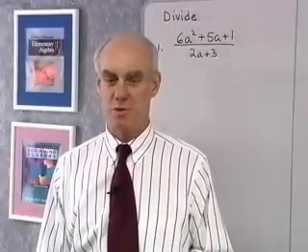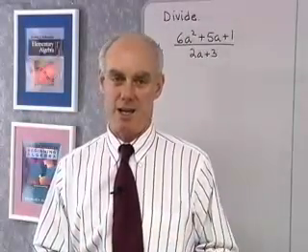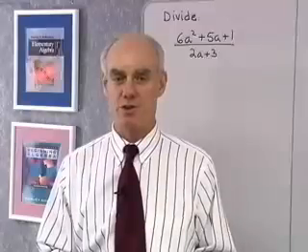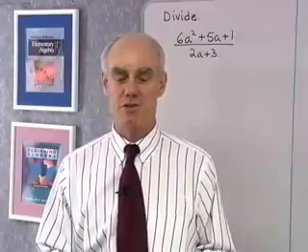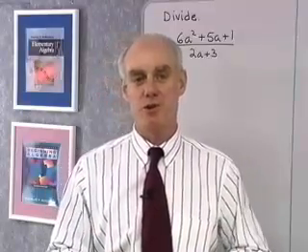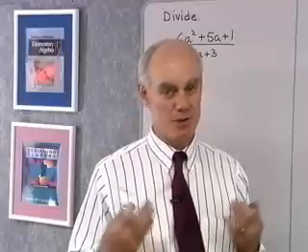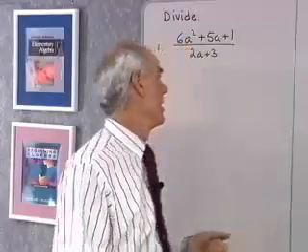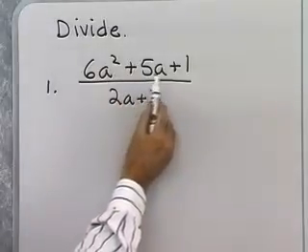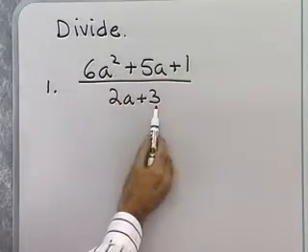Next, we want to do division with polynomials by dividing by a polynomial, something more than just one term. Now, this kind of division is very similar to long division with whole numbers. There's not very good explanation behind it. I'm just going to show you one of these problems. So I have 6a squared plus 5a plus 1 divided by 2a plus 3.